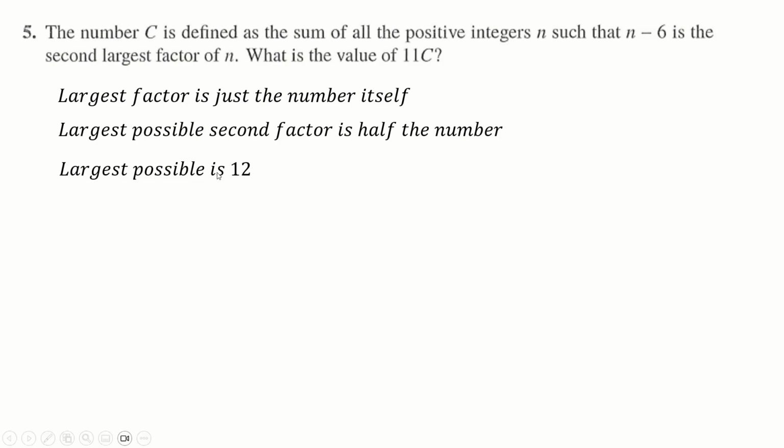12 actually works, right? Because 6 is a factor of 12 and it's 6 less than 12. So 12 is one that works. Then you head down. 11 doesn't work because 5 isn't a factor. 10 doesn't work because 4 isn't. 9 does work because 3 is a factor and it's the second biggest factor of 9. And then 8 doesn't work because although 2 is a factor, 4 is bigger and is also a factor. And then 7 works because, of course, 1 is a factor. So we add those up, we get 28, and then we times by 11, and we get 308.